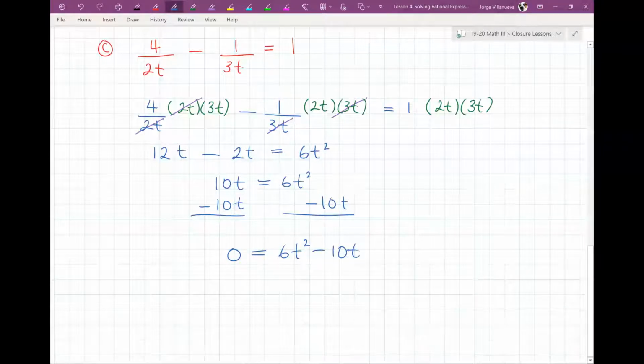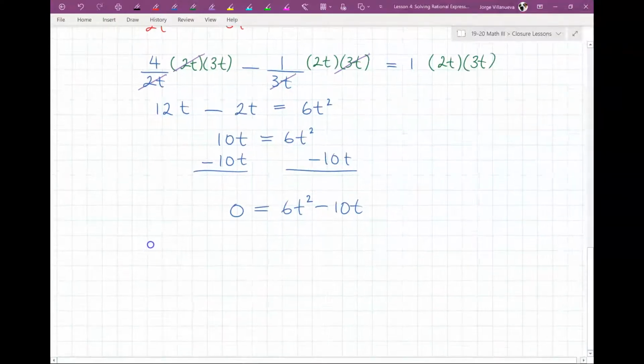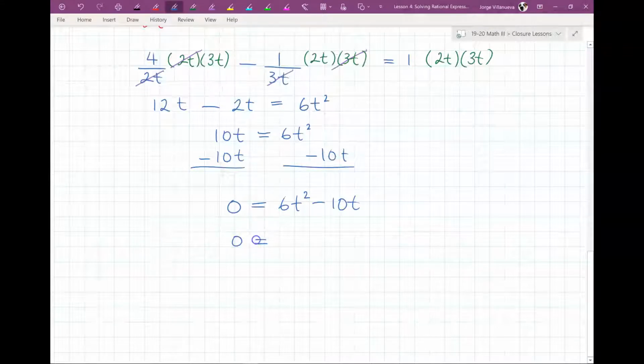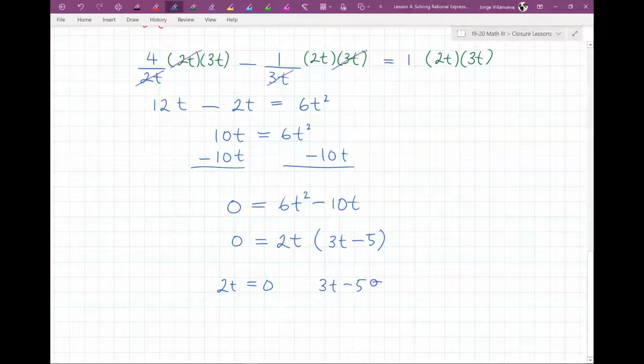Now, I am going to have to factor this out. That's the reason why we gave you guys those factoring worksheets about 3 or 4 weeks ago, because we needed you guys to remember how to factor. So 0 equals 2. 6 and 10 have a 2 in common, and they have a t in common here. So that'd be 2t times 3t minus 5. So now all I have to do is set each factor equal to 0. So 2t equals 0. 3t minus 5 equals 0.